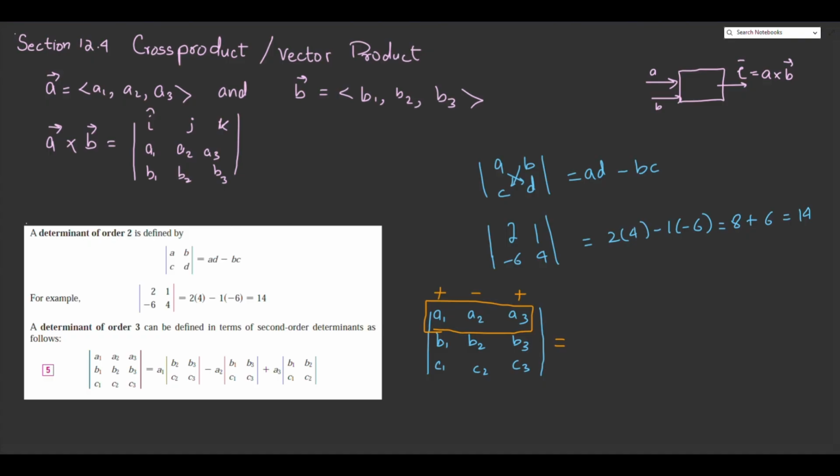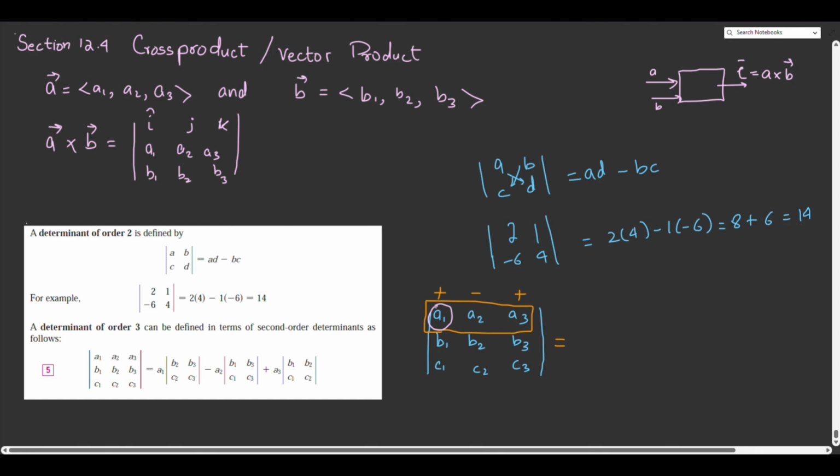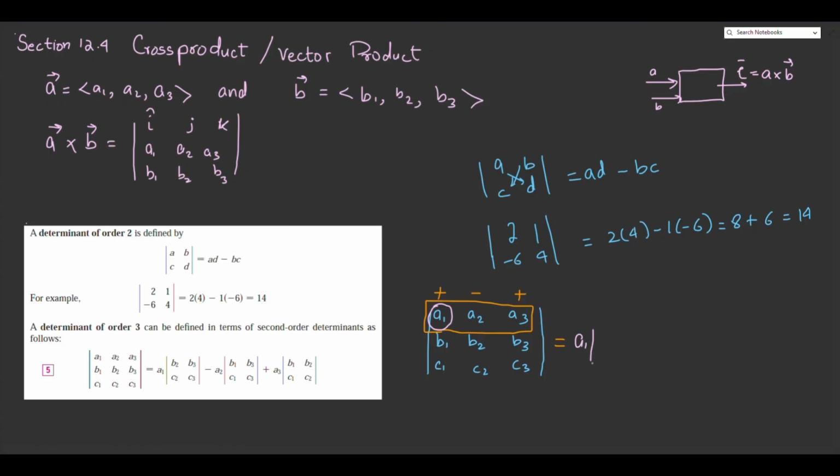The next thing, how do we expand this? This is an important thing to understand. First you put a circle here on A1. Then we cancel the first row and the first column, and whatever we are left with, we write here: B2, B3, C2, C3. This becomes a 2 by 2 determinant.